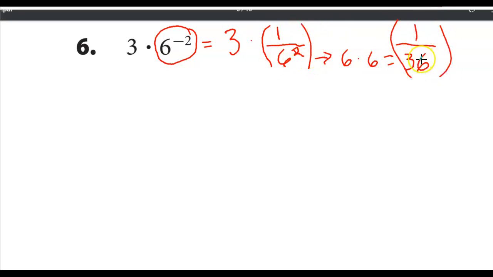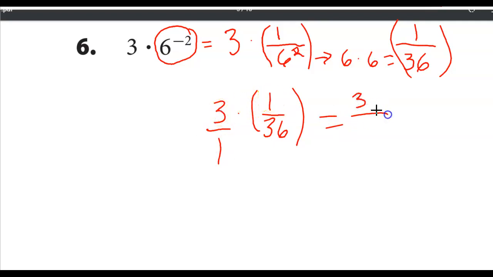That's what this guy converted to. So then I have 3 times 1/36. Woohoo! More fractions, right? Okay, this 3 right here, all whole numbers are really over imaginary ones. So we can just multiply straight across here. 3 times 1 gives us 3. 1 times 36 gives me 36. That math was pretty hard right there, right?